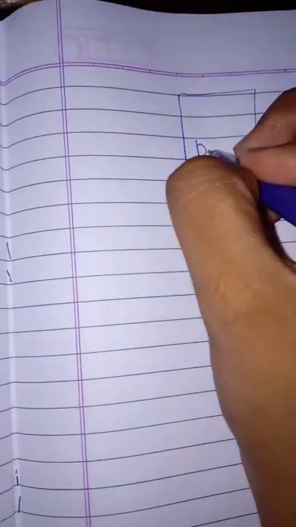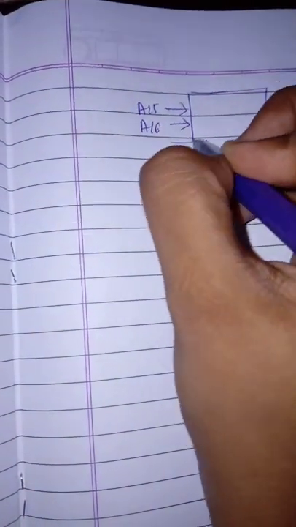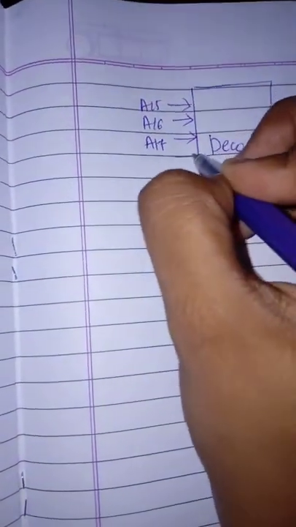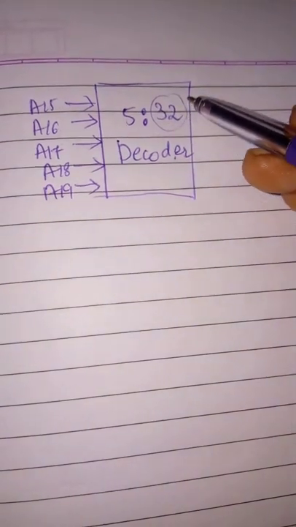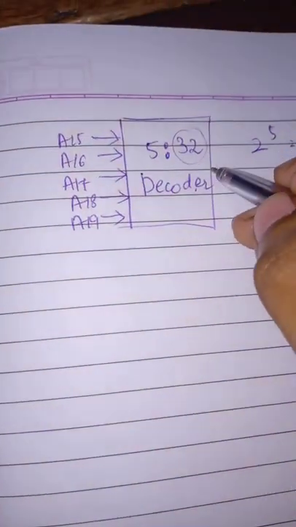So I will draw a decoder. A15, 16, 17, 18 and 19. As there are 1, 2, 3, 4, 5 inputs, I will use a 5 to 32 decoder. Now where did this 32 come from? This is nothing but 2 to the power 5, which is 32.